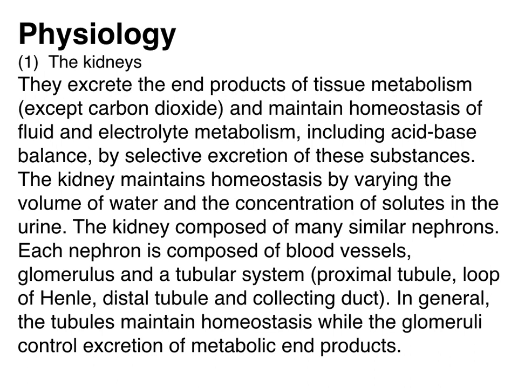The kidney is composed of many similar nephrons. Each nephron is composed of blood vessels, the glomerulus, and a tubular system, which includes the proximal tubule, loop of Henle, distal tubule, and collecting duct. In general, the tubules maintain homeostasis while the glomeruli control excretion of metabolic end products.